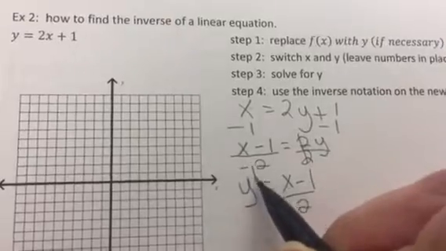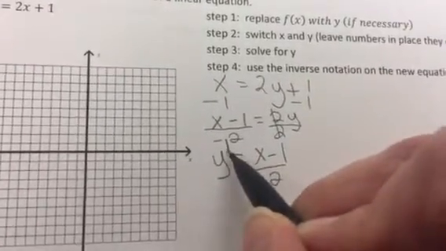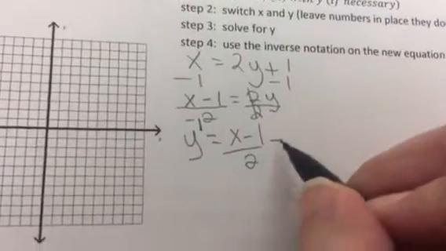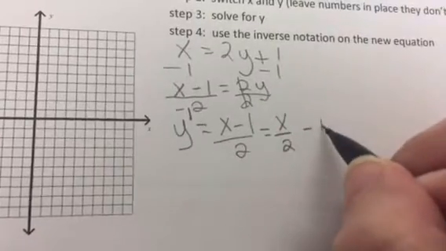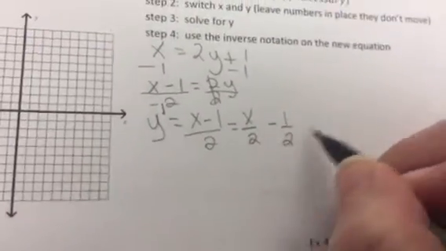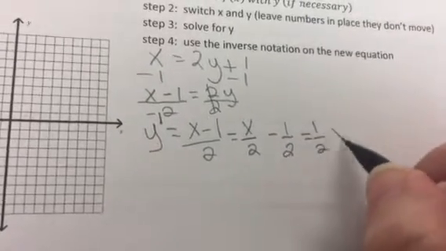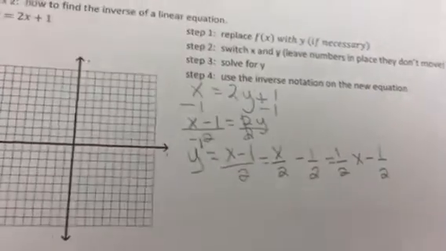This little -1 is the notation for the inverse. I'm not doing anything mathematically with that as an exponent. It is notation only. This answer is fine, but it can be written as x over 2 minus 1/2. I could also write x over 2 as 1/2 x minus 1/2. And then we would graph.